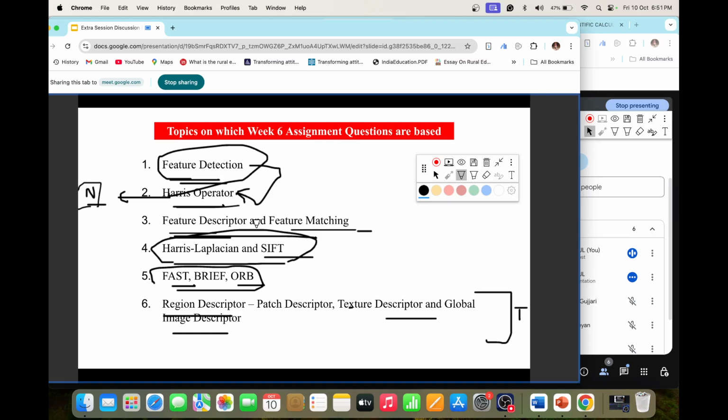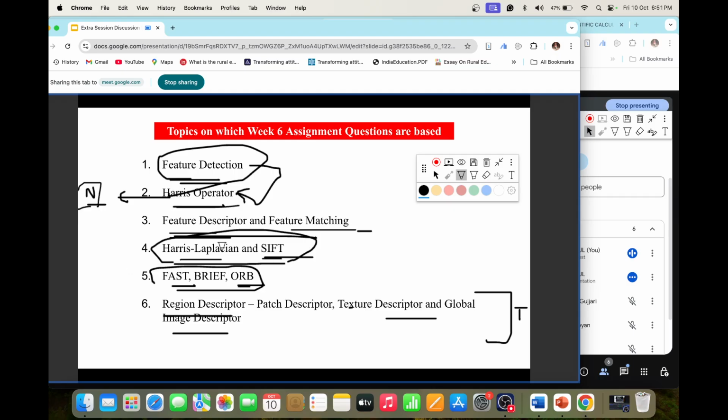And then feature descriptor and feature matching, you have Harris, Laplacian, and SIFT. Again you can check. And then FAST, BRIEF, and ORB. FAST is a type of feature descriptor, BRIEF is a type of feature matching, and ORB, that is oriented FAST and rotated BRIEF, is the combination of feature description and feature matching. For these two I have given all the numericals in the examples. For each algorithm I have given the numericals wherever necessary. So please go through my slides.